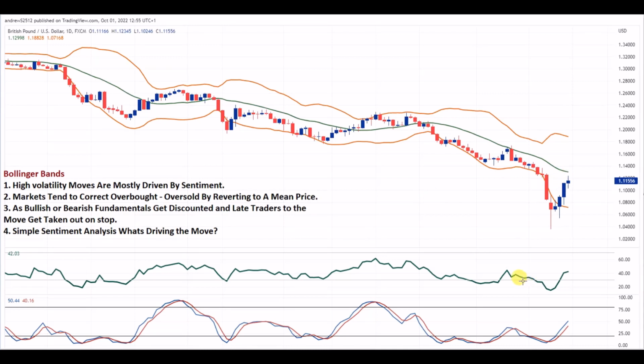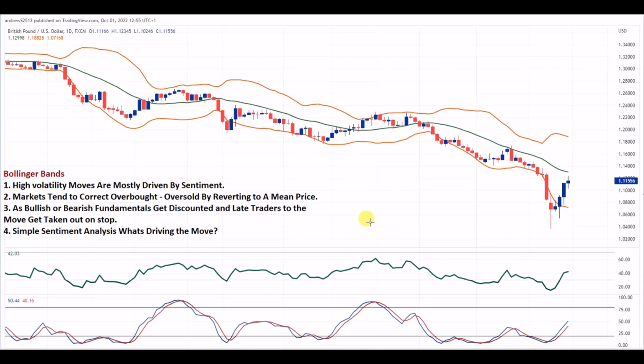When you have a bullish or bearish extreme, you tend to find the bullish or bearish fundamentals get discounted, and traders who've come in late to the move tend to get flushed out on stop. So for instance, in this one, this move was caused by the UK budget. Market took it as extremely bearish. A lot of traders piled in, more traders piled in. Then there's the stop flush out. Okay. Now, in terms of simple sentiment analysis, what's driving the move?